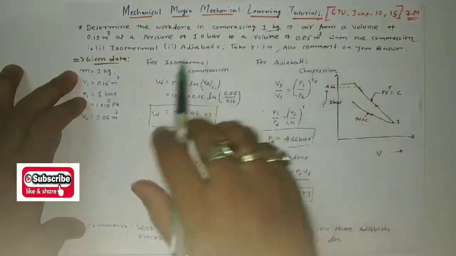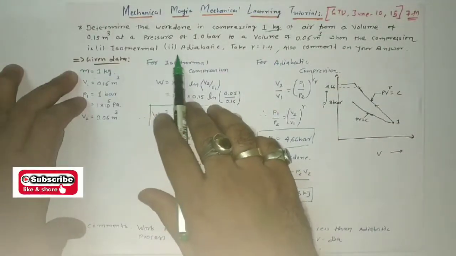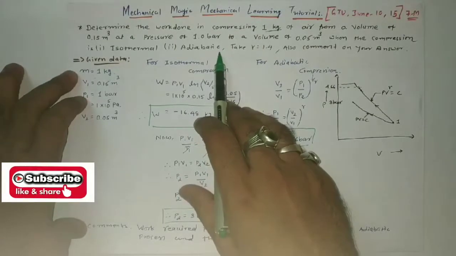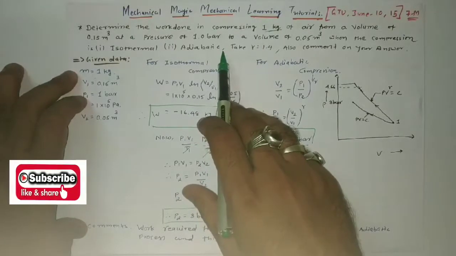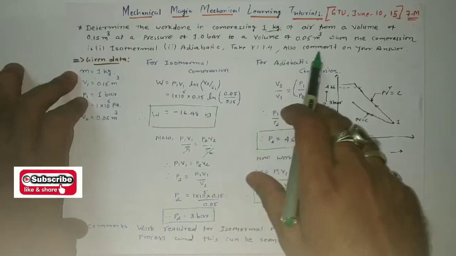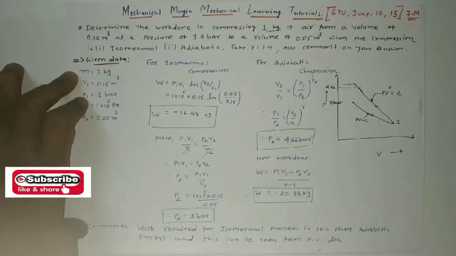When the compression is isothermal and adiabatic, so here it will be two different processes given by the data, and take gamma equal to 1.4 and also comment on your answer.